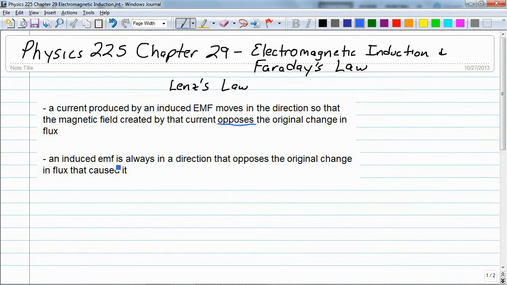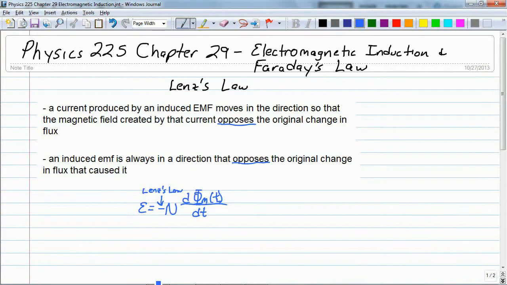Also, it's defined: an induced EMF is always in a direction that opposes the original change in flux that caused it. And how do we get this? Well, it's in Faraday's law. It's a little innocuous, but it's there. And this negative sign is Lenz's law. Looks pretty innocuous, but it does mean a lot. And let's see how that works.